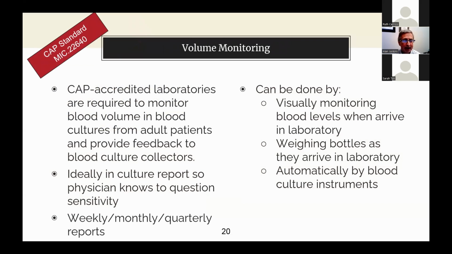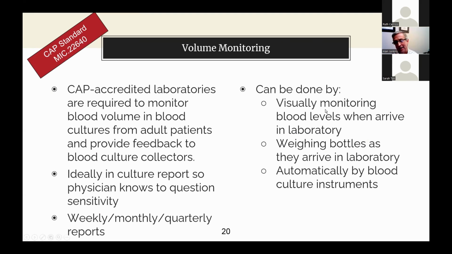Now, if your lab is accredited by the College of American Pathologists, they are required to monitor blood volume in blood culture bottles from adult patients and to give feedback on that. Ideally, we would do it at the time the blood culture bottle comes into the laboratory, and then we can put in the culture report, "This is a blood culture on Mr. Jones. It is a low volume draw. So interpret results with caution," something like that, so that the physician knows that the sensitivity here may not be very good. If you really suspect sepsis and this comes back negative, you should draw again, get a higher volume draw.